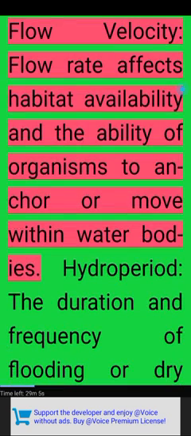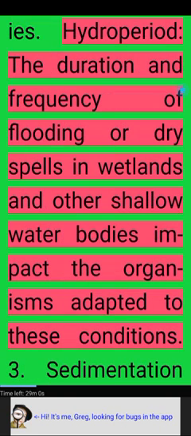2. Flow regime. Flow velocity. Flow rate affects habitat availability and the ability of organisms to anchor or move within water bodies. Hydroperiod. The duration and frequency of flooding or dry spells in wetlands and other shallow water bodies impact the organisms adapted to these conditions.